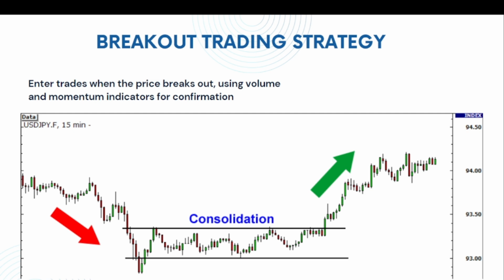All right, so enter trade when the price breaks out. You can use a volume or momentum indicator as confirmation. Some of us here, we can add volume indicators in our chart. When the volume is massive, it tells you a lot of people are entering. Even notice something, when the market is consolidating, volume is just very low.